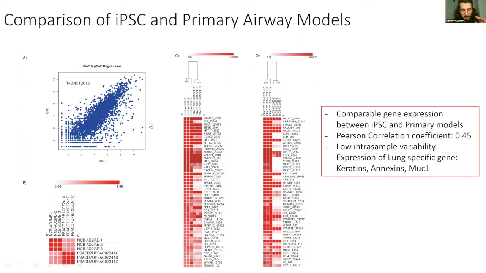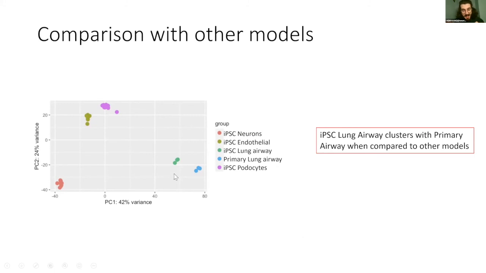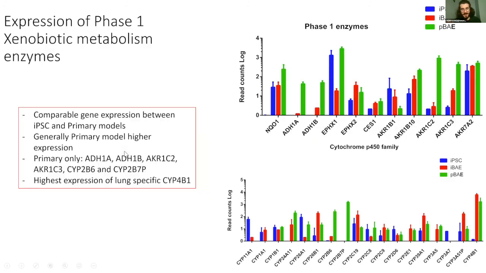And finally, when we look at the most expressed genes in each model, we find a lot of lung genes, such as keratin 6A, keratin 17, and exin 1, mucin 1. And most genes, as you can see, are similarly expressed in both models, vice versa. And when we do a PCA analysis, we can also see that the primary model clusters with the iPSC lung airway model compared to the other IN3 models, which are endothelial, neurons, and podocytes. Then we looked at the expression of xenobiotic metabolism enzymes, which are quite important in terms of how the cells would respond when treated with drugs.